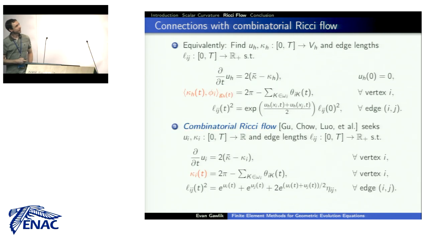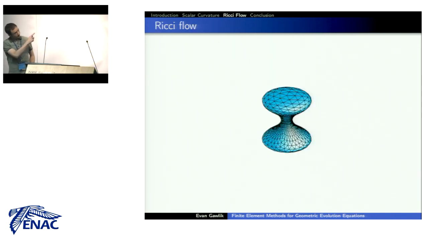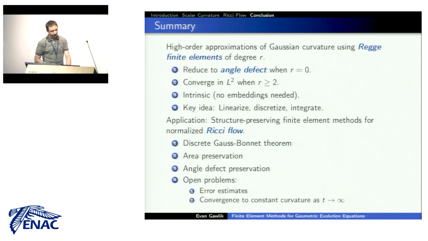If I had more time, I would show... Actually, I had a movie which I was going to show, but the movie, as I understand, is not working on this PDF. But what you would see here is this surface. When I run my discretization of Ricci flow on it, it would be deformed into a sphere as t goes to infinity.